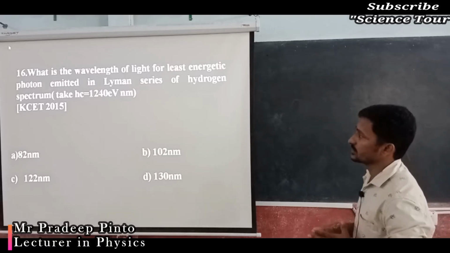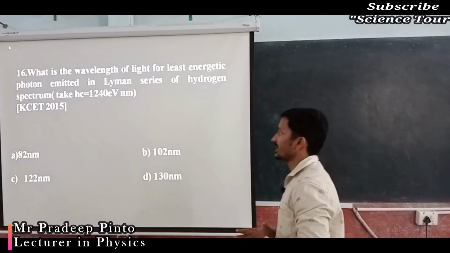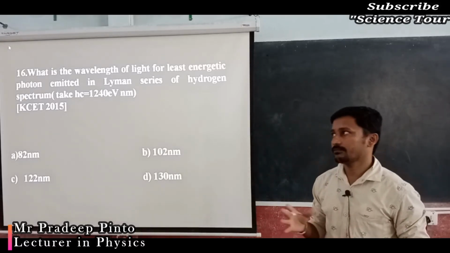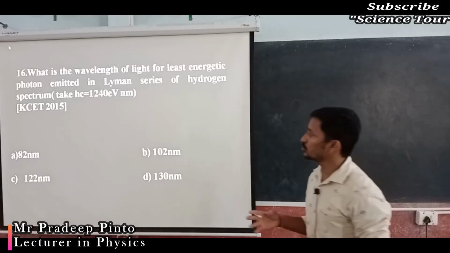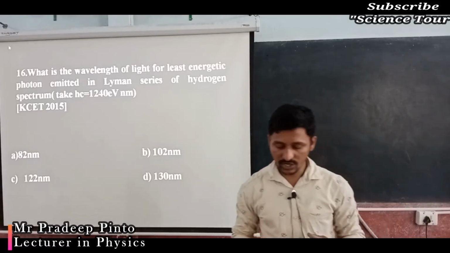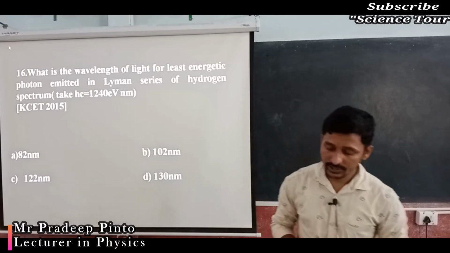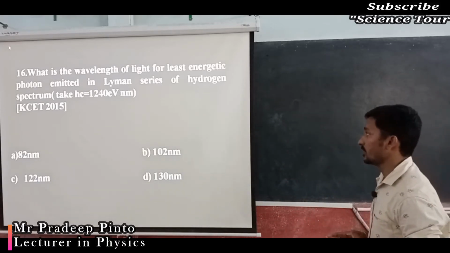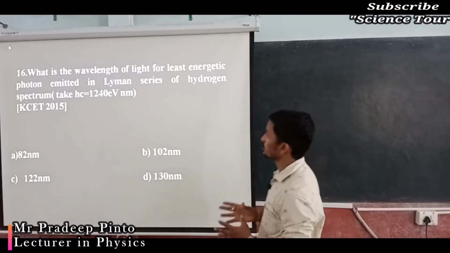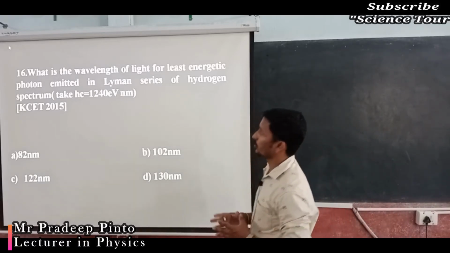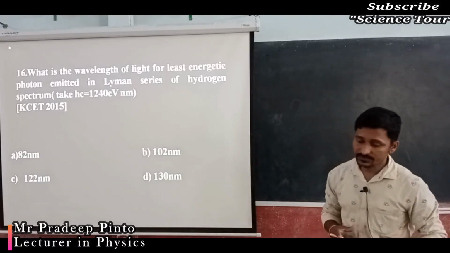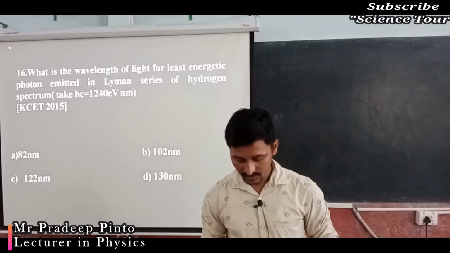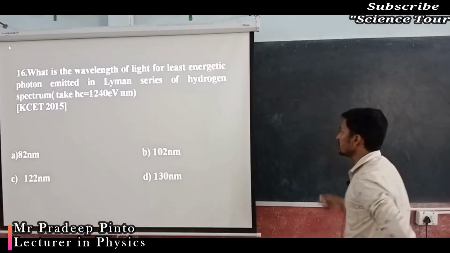So hc, which is equal to 1240 eV, they have given, means that here it is a clue that you have to use this formula. You can't directly use the Rydberg formula; somewhat here you have to use something else to find it out. So what is that formula? E is equal to h nu.